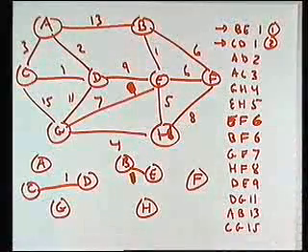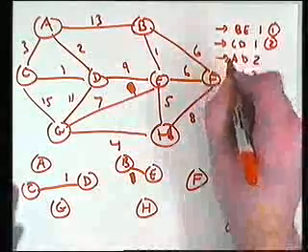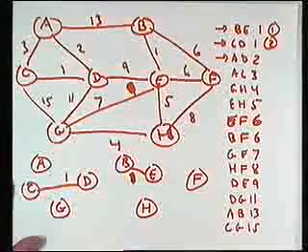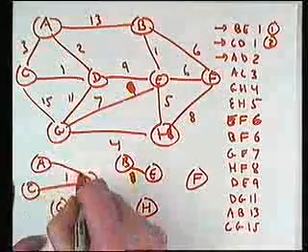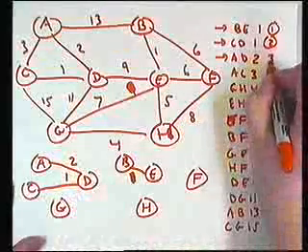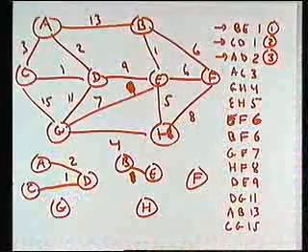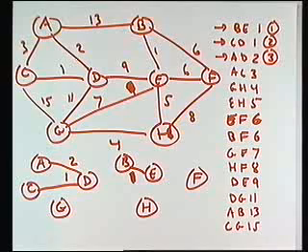Next step, the A to D edge of weight 2. That's the next lowest edge. Can that be added without causing a cycle? Yes, it can. So we'll add that edge. That's chosen on pass 3. And indeed, in general, the first few passes through the loop will accept right away. We haven't added enough edges yet to be causing cycles.